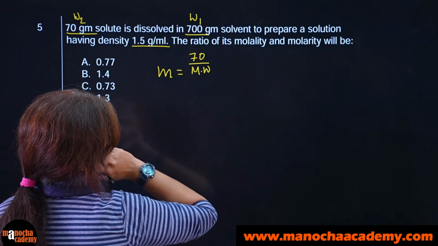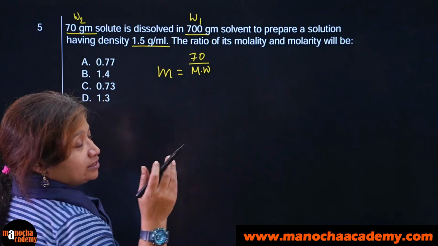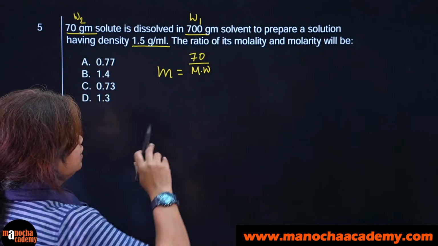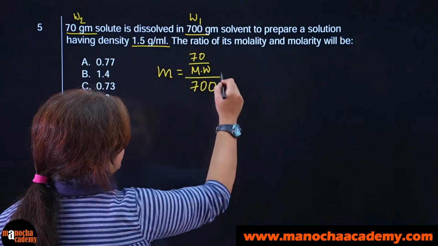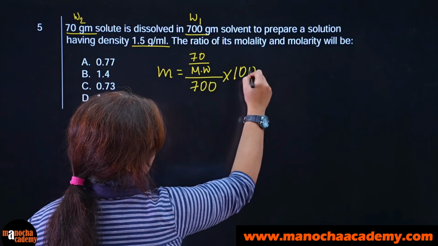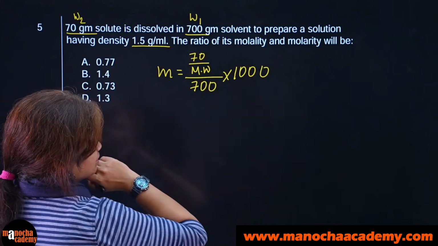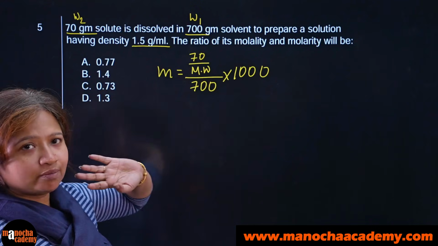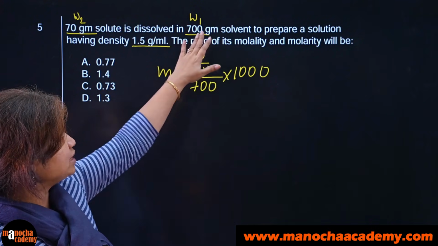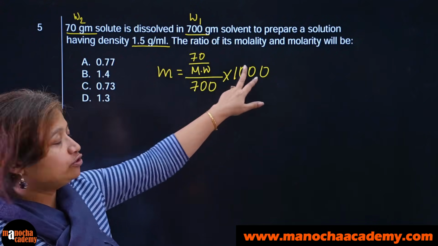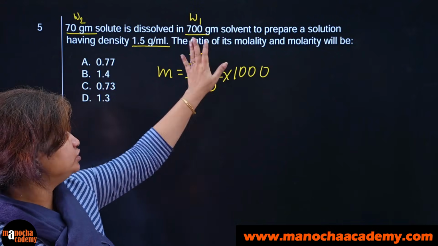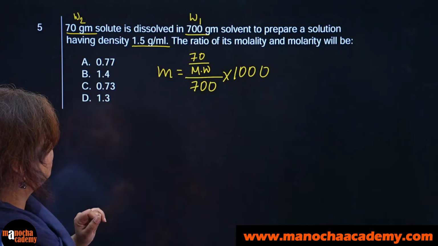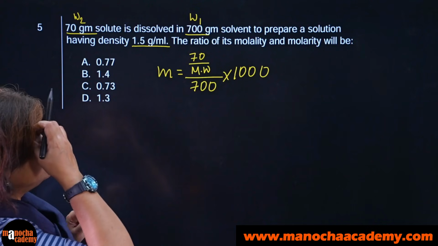By, this is the number of moles present in 1000 gram of the solvent, but here it's present in 700 gram, so 700 into 1000. This is what you get for molality, isn't it? Number of moles means weight by molecular mass present in 70 amount of the solvent, 700 into 1000 kg we are converting. This is m we are getting.